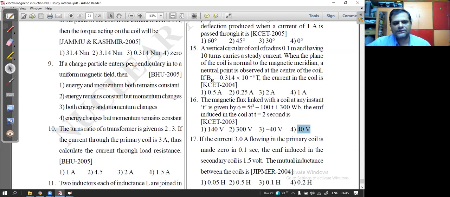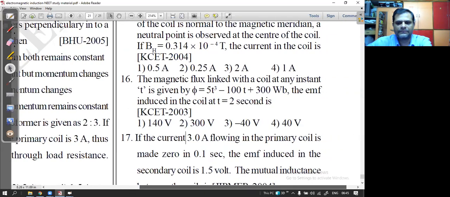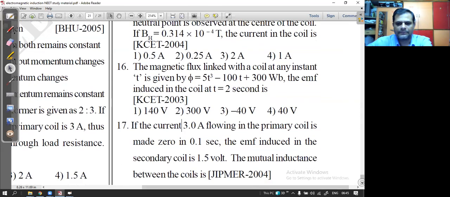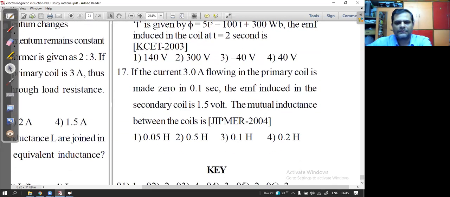Yes, check the 17th one. If a current of 3 ampere is flowing in the primary coil, and is made 0 in 0.1 seconds, the EMF induced in the secondary coil is 1.5 volt. The mutual inductance between the two coils is, we can just do it here only.